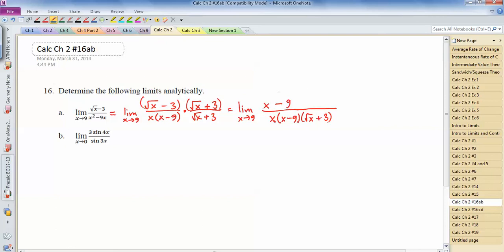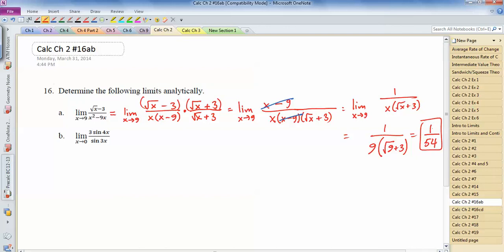So in this case, well, this function has a hole when x equals 9. And if I cross these off, well, then I've created an equivalent function. The only difference is that hole's filled in at 9. So now I can write this, limit as x goes to 9 of 1 over x times (root x plus 3). And at this point, I'm allowed to plug in 9 into that. So that becomes 1 over 9 times (root 9 plus 3), which is 3 plus 3. So it's 1 over 9 times 6, 1 over 54.